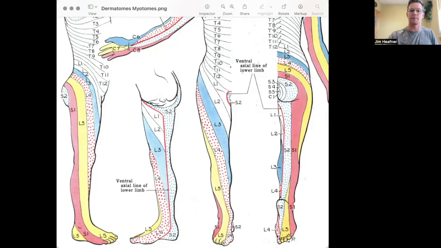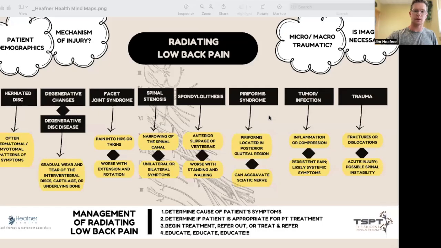the low back pain. So let's go back to our mind map here. I'm going to reshare the screen. The different causes of radiating low back pain, they can be from a herniated disc, degeneration, facet syndrome, spinal stenosis, a spondylolisthesis, piriformis syndrome, and then the non-musculoskeletal things such as a tumor or an infection, and then lastly, a traumatic injury. Let's go left to right here.